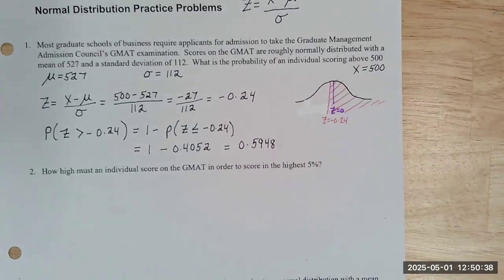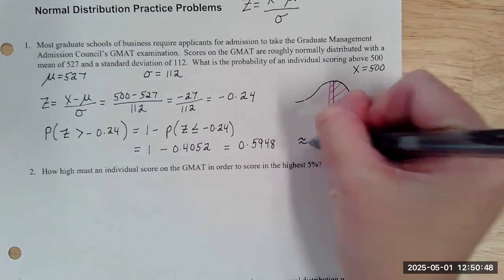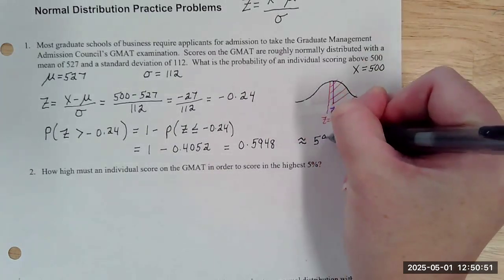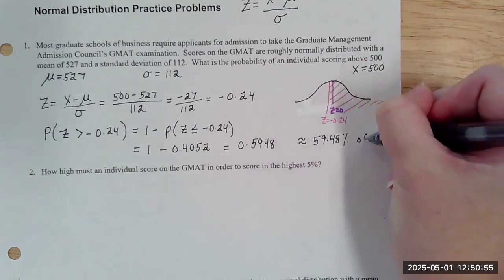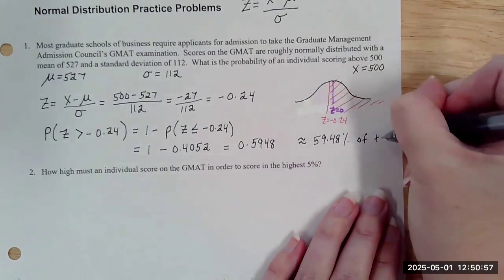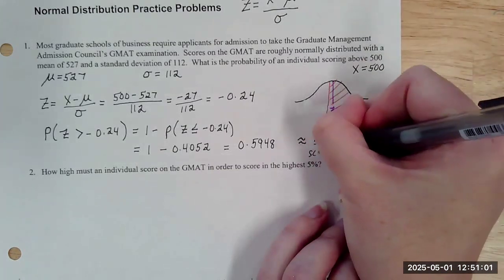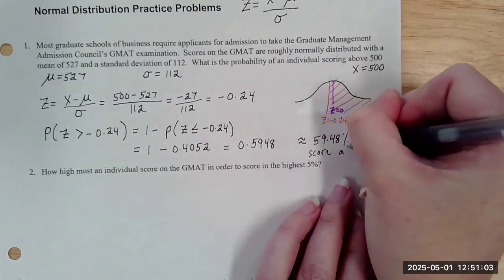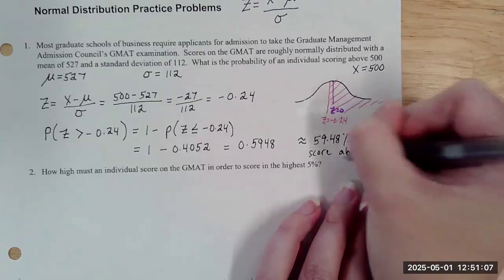So what does that actually mean in terms of this problem? They just said, what's the probability of an individual scoring above 500 on this? The probability is approximately 59.48% of testers score above 500 on the GMAT.